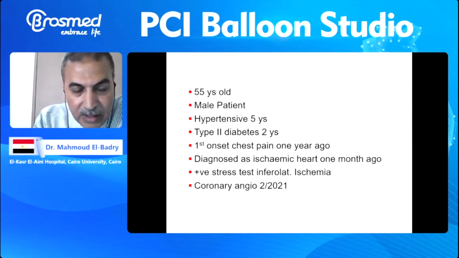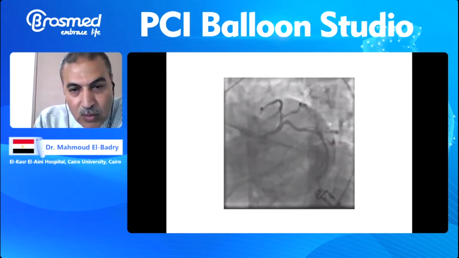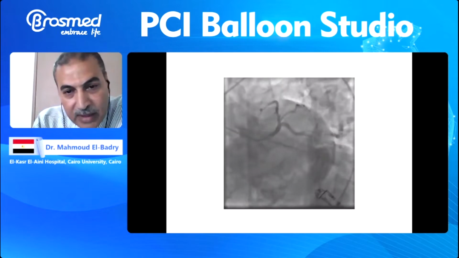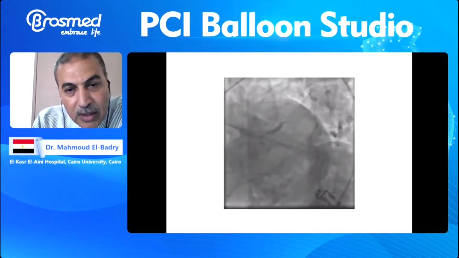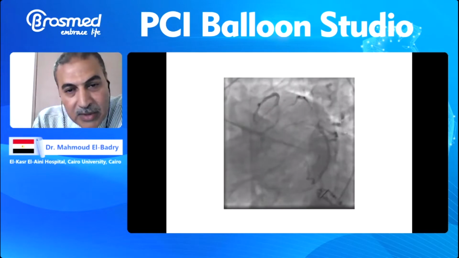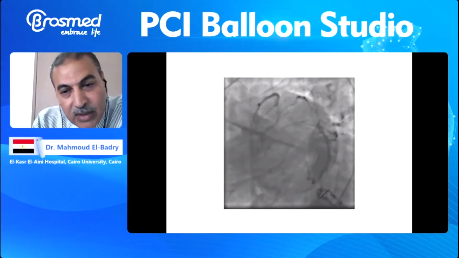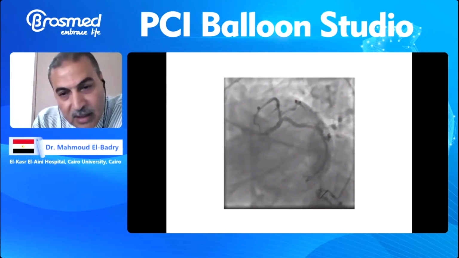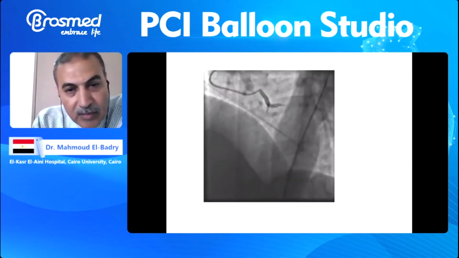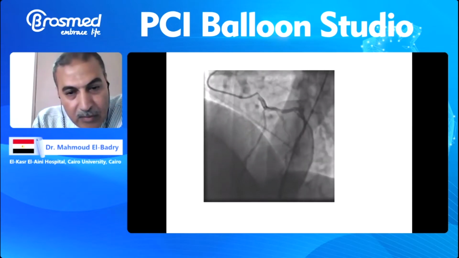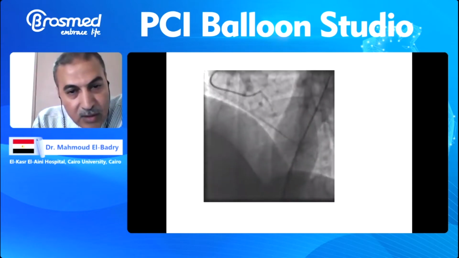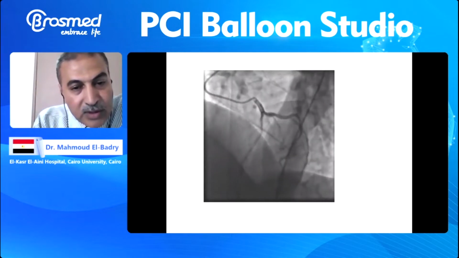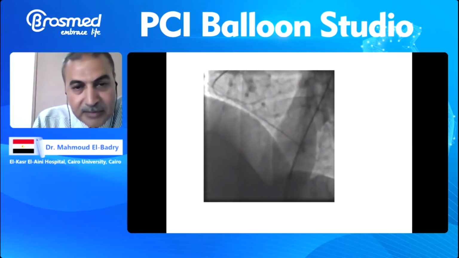He had a positive stress test, positive for inferoventricular wall ischemia, and the coronary angiography was done. We have a left system injection. The second branch is totally occluded, and there is a lesion in the first branch. It's a large vessel, a tight lesion, and as you see, there are collaterals to the right coronary from the left system.